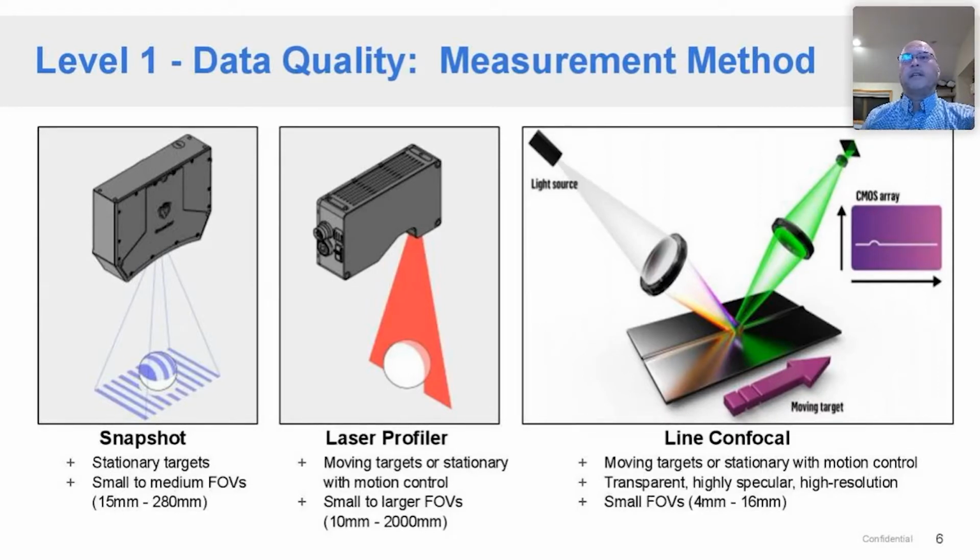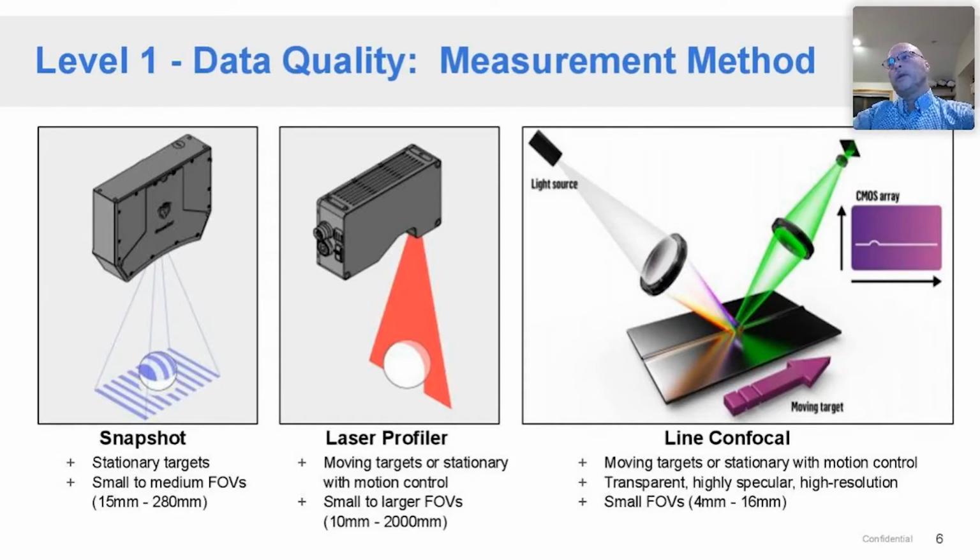So if you see on the left side of your screen, LMI makes a full line of snapshot sensors. That's the G3000 series, Gocator 3000 series. And they can take 3D data on stationary targets. And so typically the snapshot sensors are used when there is no movement of the part or when you're at an end of arm type robotic application. Then we've got laser profilers, which do require relative movement between the part and the sensor head.